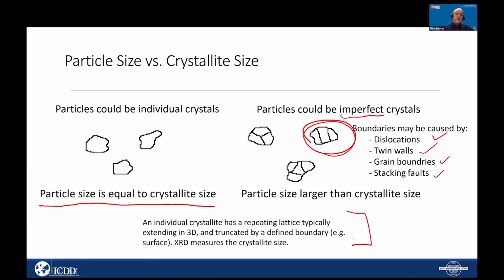So what we think about here is that when we look at an individual crystallite, we're thinking of something that has a repeating lattice. Typically, it's a 3D component, and it's cut off or truncated by these different boundaries, such as the dislocations, grain boundaries, etc., within the particle itself. So optical microscopy looks at a particle and says, oh, these are 5 micron, 100 micron, 50 micron particles, but X-ray diffraction says, oh, the crystallite size is 1,000 angstroms. That's because within that particle, there is some kind of perturbation of the lattice.